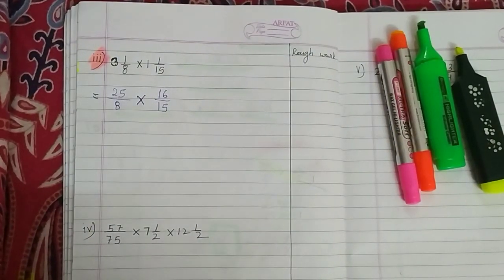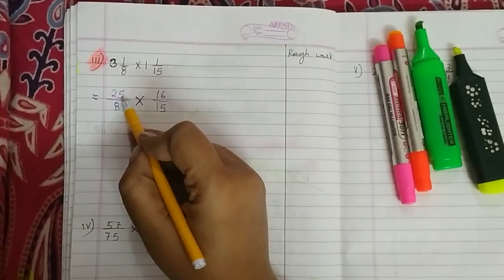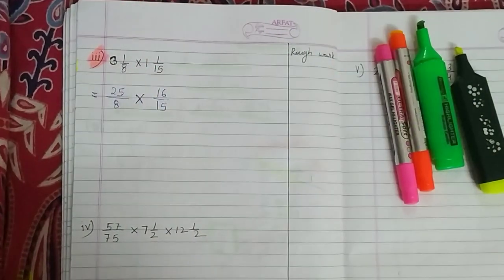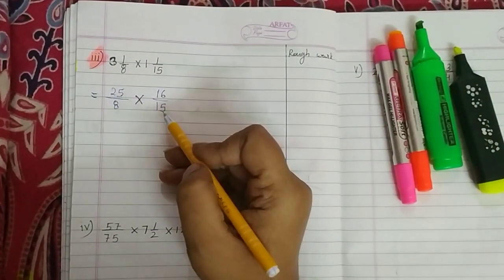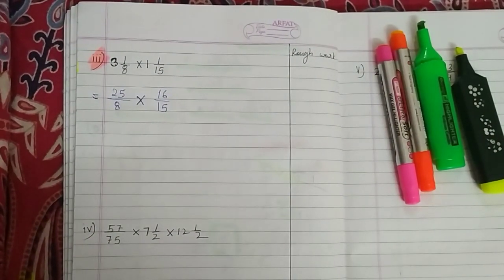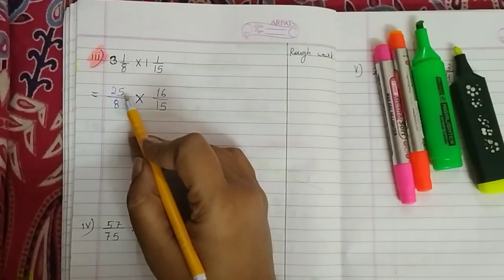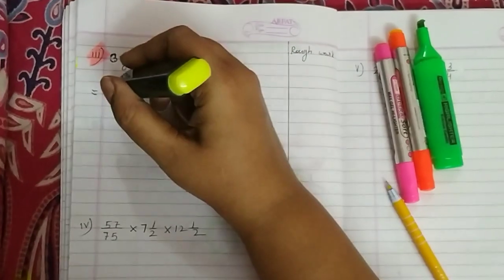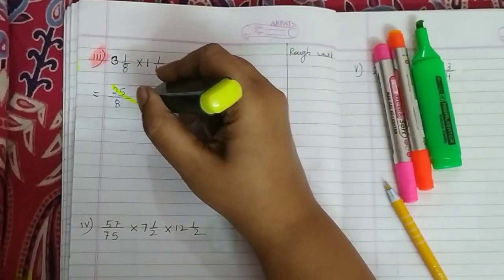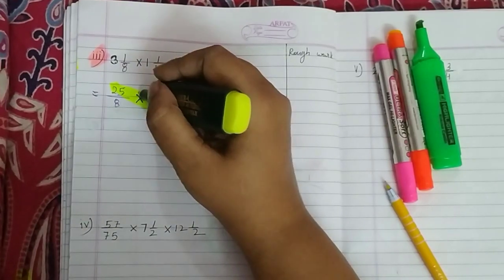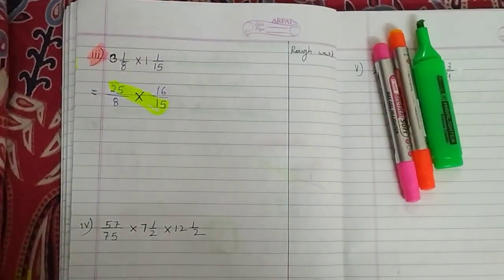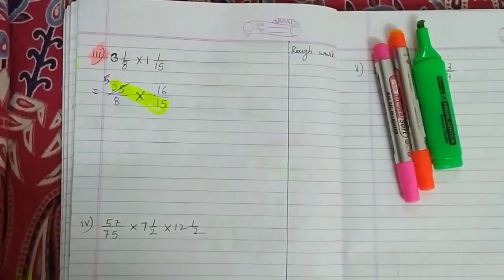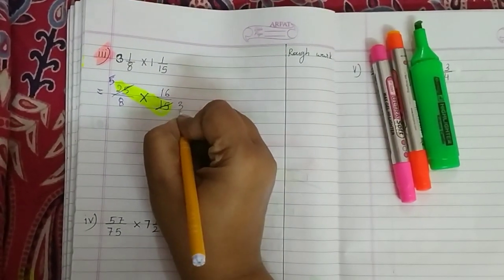Is it clear? So now you have to see 25 and 15. You have to think of a number which can divide 25 and 15 both. 2, no. 3, 15 comes in 3's table but not 25. 4, no. 5? Yes. So now we are going to simplify these numbers, 25 and 15. How? Simple. 5 times 5 is 25. 5 times 3 is 15.